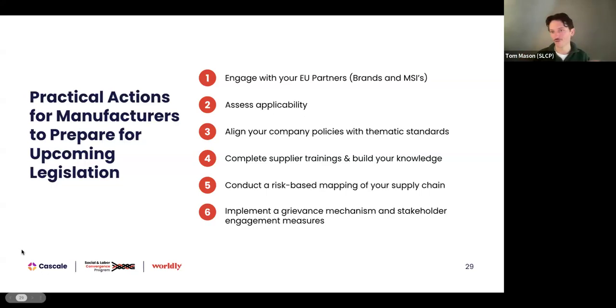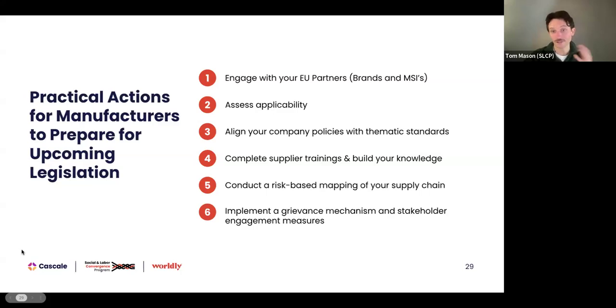So we've already shared quite a number of resources today to get started in terms of building your knowledge specific on FSLM and the CAF. But there's so many other free supply chain trainings and opportunities to further learn about legislation and how this impacts you as a supplier.